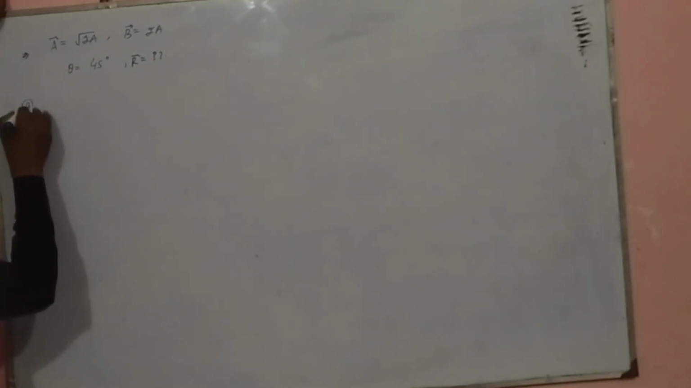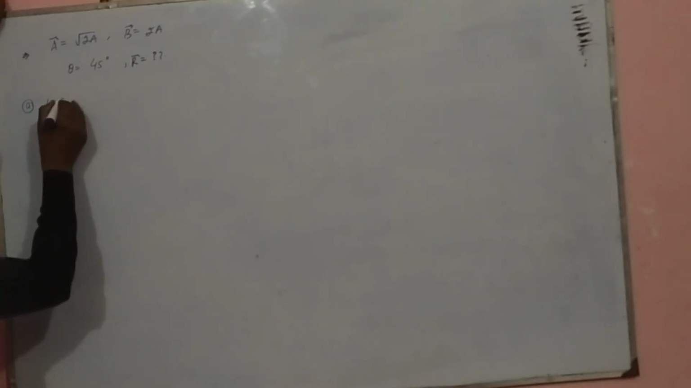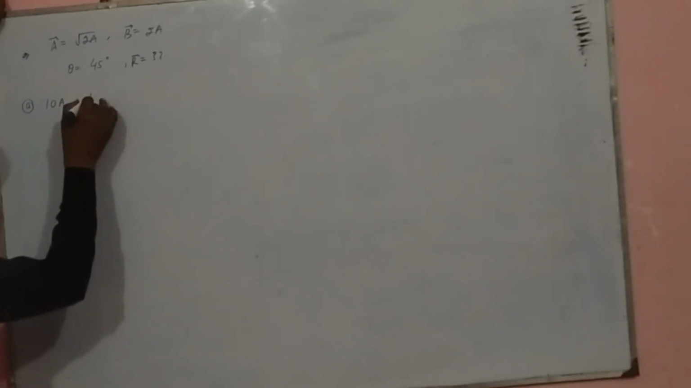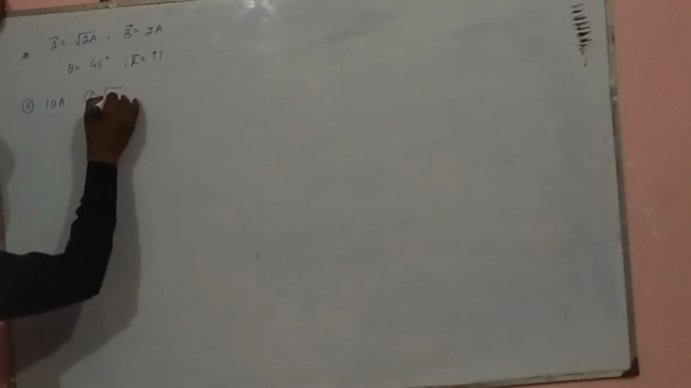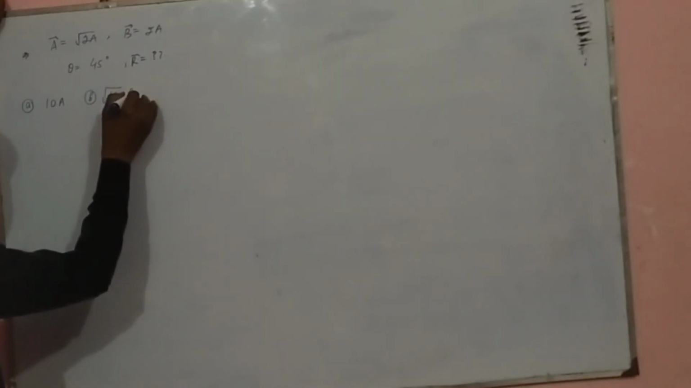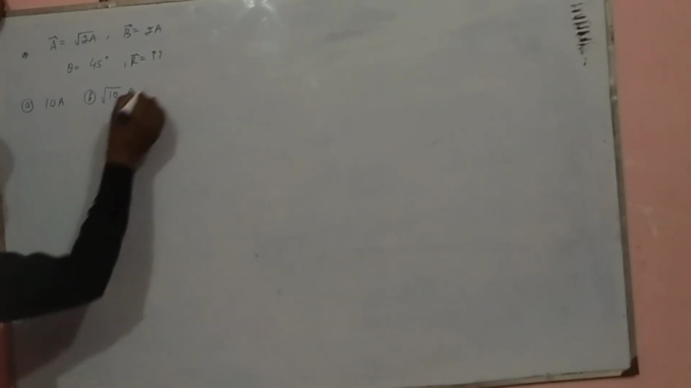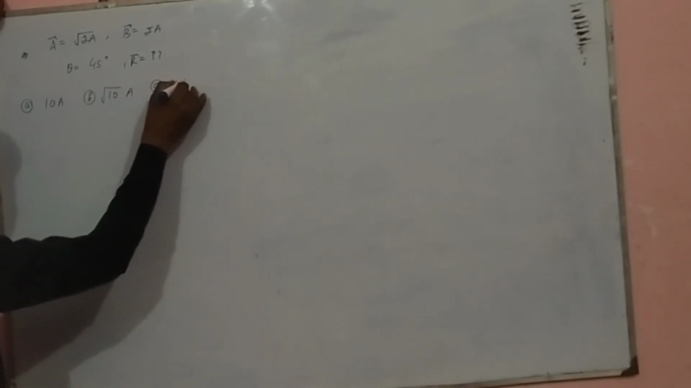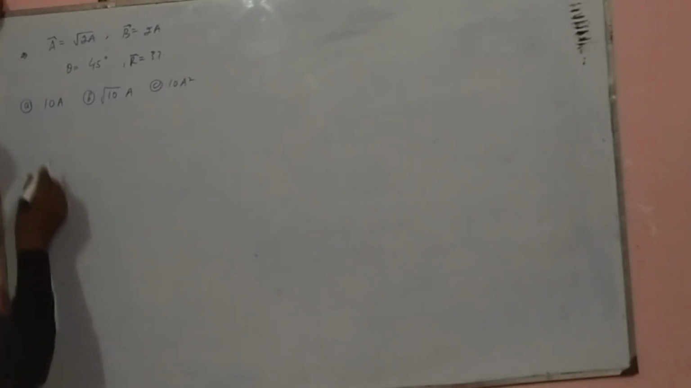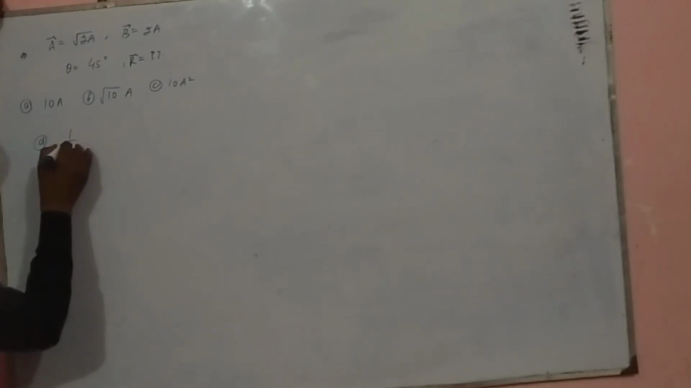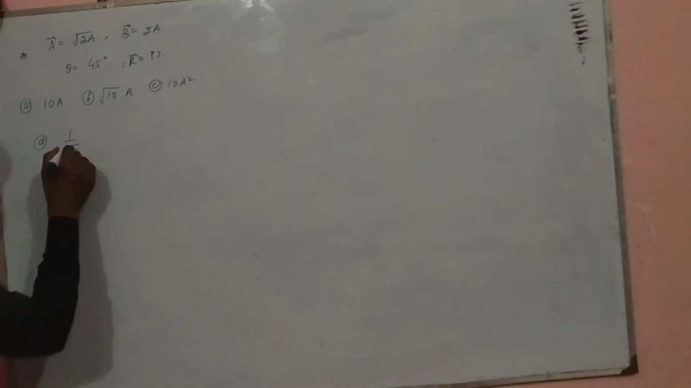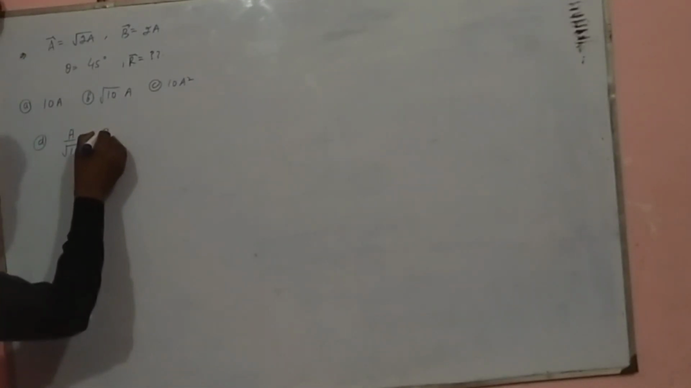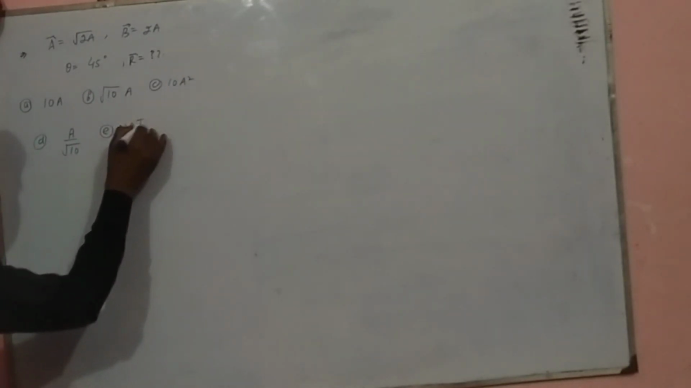So what will be the resultant? Let us take the options. Option A, resultant will be tan A. Option B, resultant will be under root tan A. Option C, resultant will be tan A square. Option D, resultant will be 1 upon under radical tan A. Or option E, none of these.